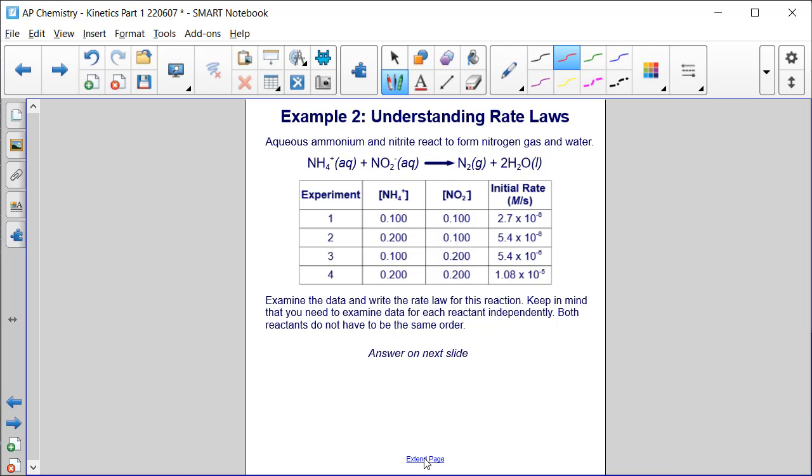But I'm going to show you quantitatively how to determine this first. So we need to find the rate with respect to each reactant separately. So the first thing I'm going to do is look at the NH4 plus. So let's start with reactant 1 being NH4 plus. Okay? Now, we have to make sure if we're looking at NH4 plus that NO2 minus concentration needs to be constant. Okay? Needs to be constant.